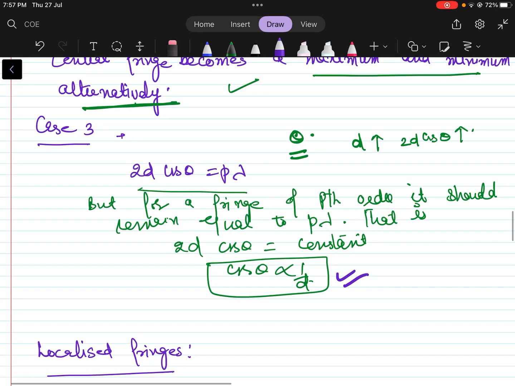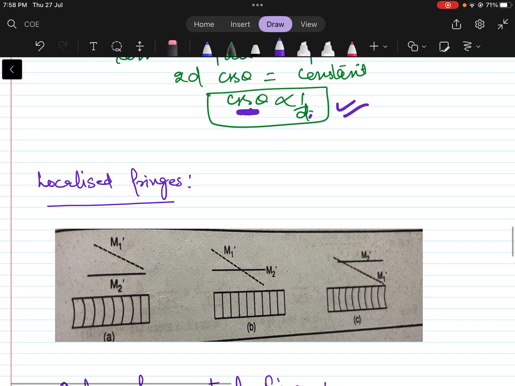Third case, so from this, if d increases, for the fringe of pth order cos theta decreases. In other words, listen carefully, as one of the mirrors is moved parallel to itself, the fringes appear to be expanding outwards, and the central fringe becomes a maxima and minima alternatively. Clear?